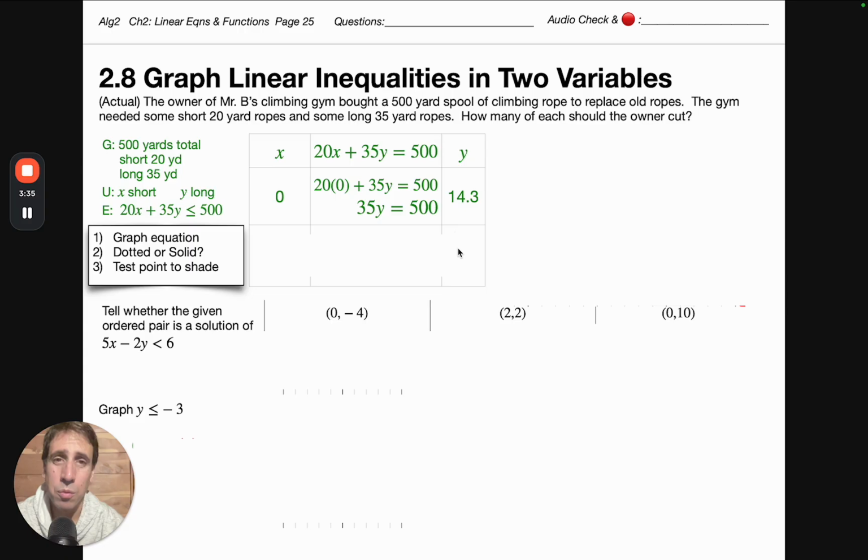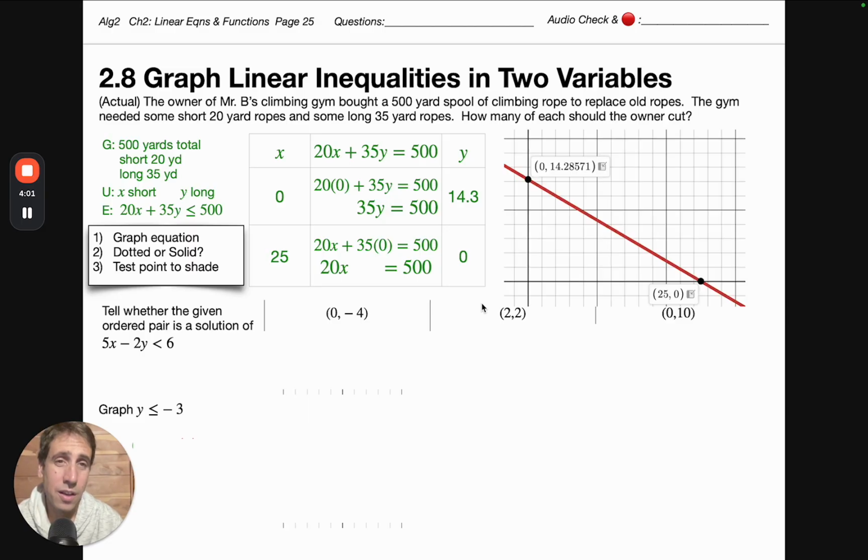I could also choose y to be 0. Let's make 0 long ropes, and then I can get 25 short ones, because 20x plus 35 times 0 equals 500, and you divide both sides by 20, and you get 25. So I put it on a graph. We don't need any negative numbers, so this is not a plus graph like we normally see, but an L graph. And I plotted my points, 0, 14.3 basically, and then 25, 0 right here.